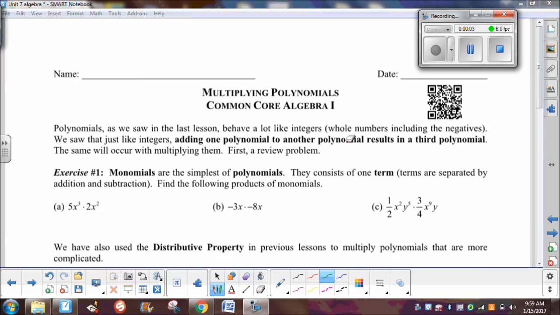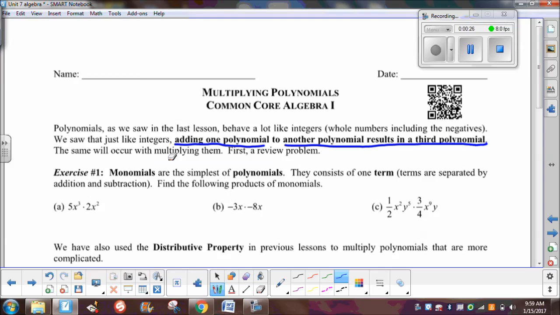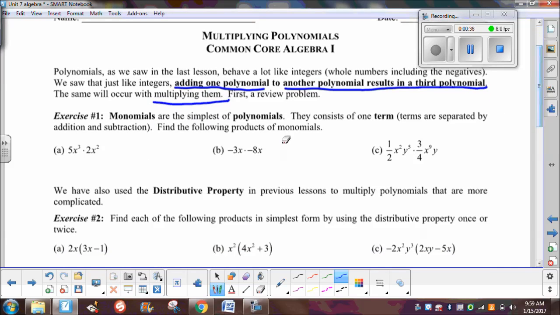Lesson 2, multiplying polynomials. Polynomials, as we saw in the last lesson, behave a lot like integers, whole numbers, including our negatives. Just like integers, adding one polynomial to another polynomial results in a third polynomial. The same will occur with multiplying them. When you multiply two polynomials together, your result is going to be a polynomial.